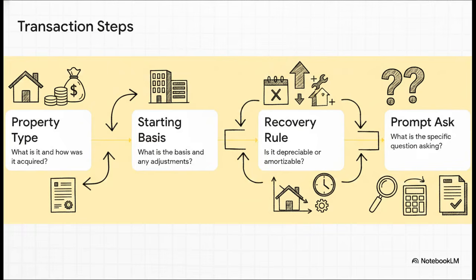To navigate these questions successfully, you need a reliable framework. Whenever you encounter a property transaction problem, I want you to walk yourself through this exact logical sequence. Step 1, what type of property are we dealing with, and exactly how was it acquired? Step 2, based on that acquisition, what's the starting basis, and has it been adjusted by improvements or prior depreciation? Step 3, is the property depreciable or amortizable, and what specific recovery rule applies here? And Step 4, carefully read the final sentence of the prompt. Is the question asking you to calculate the adjusted basis, the current year expense, a recognized gain or loss, or the accuracy of a tax return schedule? Stick to the sequence and you won't get lost in the weeds.